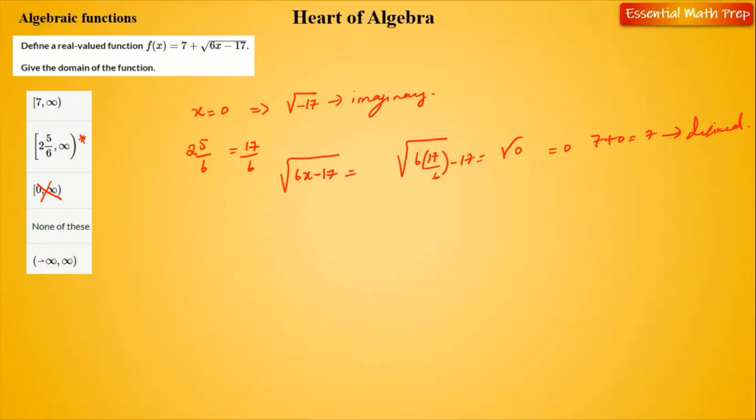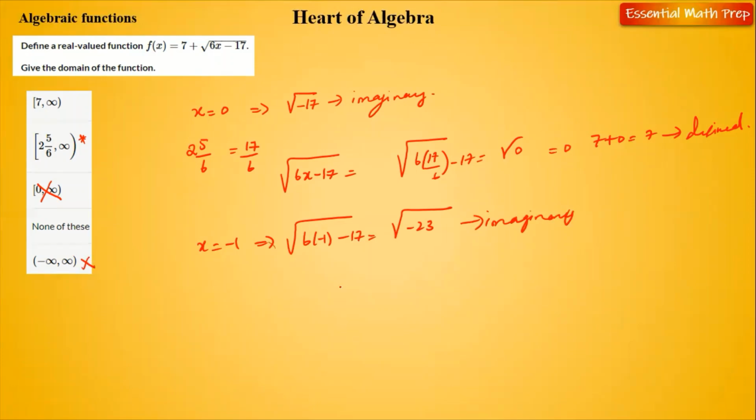We cannot have negative values here because, say x equals -1. That means square root of 6 times -1 minus 17, which is square root of -6 minus 17, is -23. That's an imaginary function, not a real function, right? So that means negative is not allowed. So this is not correct.